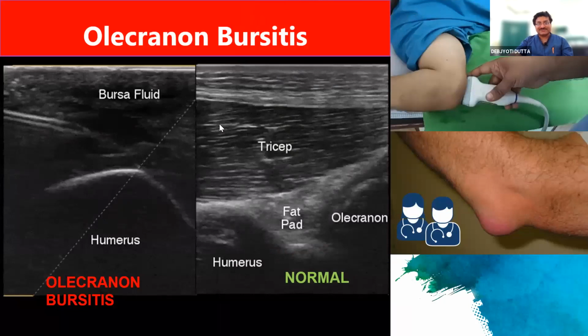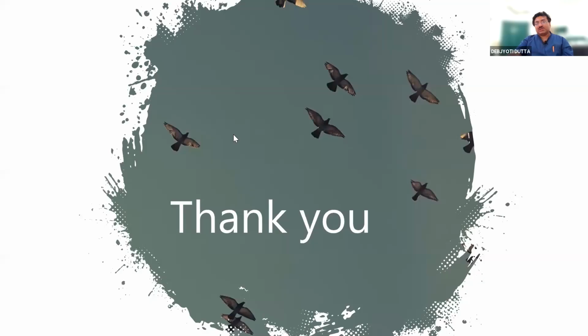See the triceps here. This is the fat pad of the olecranon fossa. If there is inflammation in the olecranon, you will be able to see fluid here. If there is student's elbow or olecranon bursitis, see this is the picture of the olecranon bursitis. Here, this is the triceps, and you can see superficial to this structure there is bursal fluid, and that is the olecranon bursitis. So that was all about the basic ultrasound evaluation of the elbow.